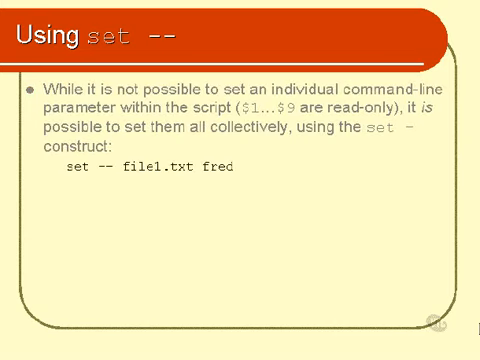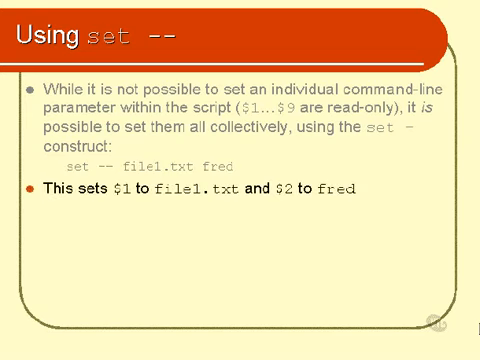This is how you might do it. You'd say set space -- space, and then you would type in the parameters that you wanted the shell to pretend to use, if you like, as command line parameters. Now, they're not real command line parameters, as you understand, but what will happen in this circumstance will be that file1.txt is put into the $1 variable, and the $2 variable gets set to Fred.